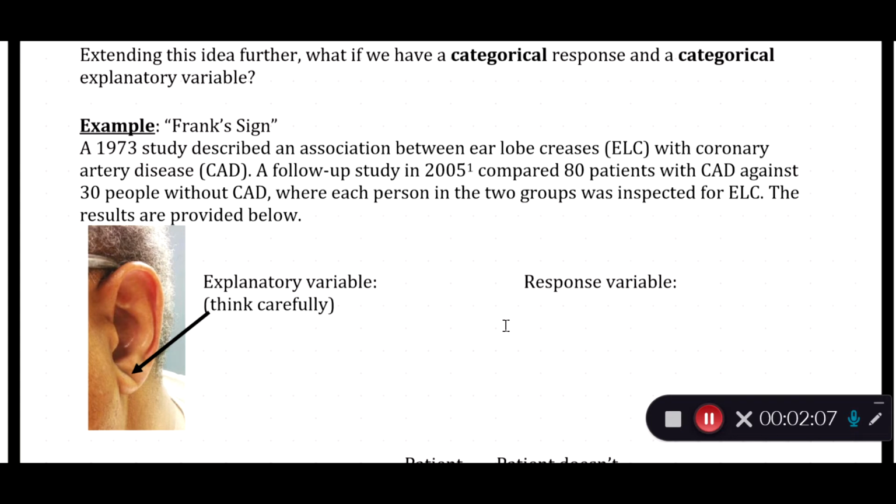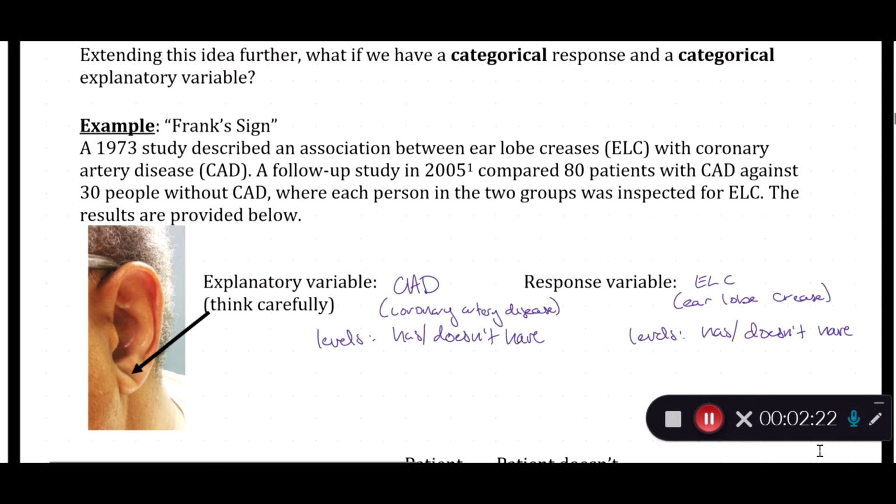So what is our explanatory variable in this study, and what is the response variable? Identify the variable and also identify the levels, and then identify the response variable and its levels. Pause the video and then pick back up and see if you got the same results as me. So our explanatory variable is CAD, or coronary artery disease. The variable is the disease. The levels are the patient has it or does not have it. So the levels are having or not having it.